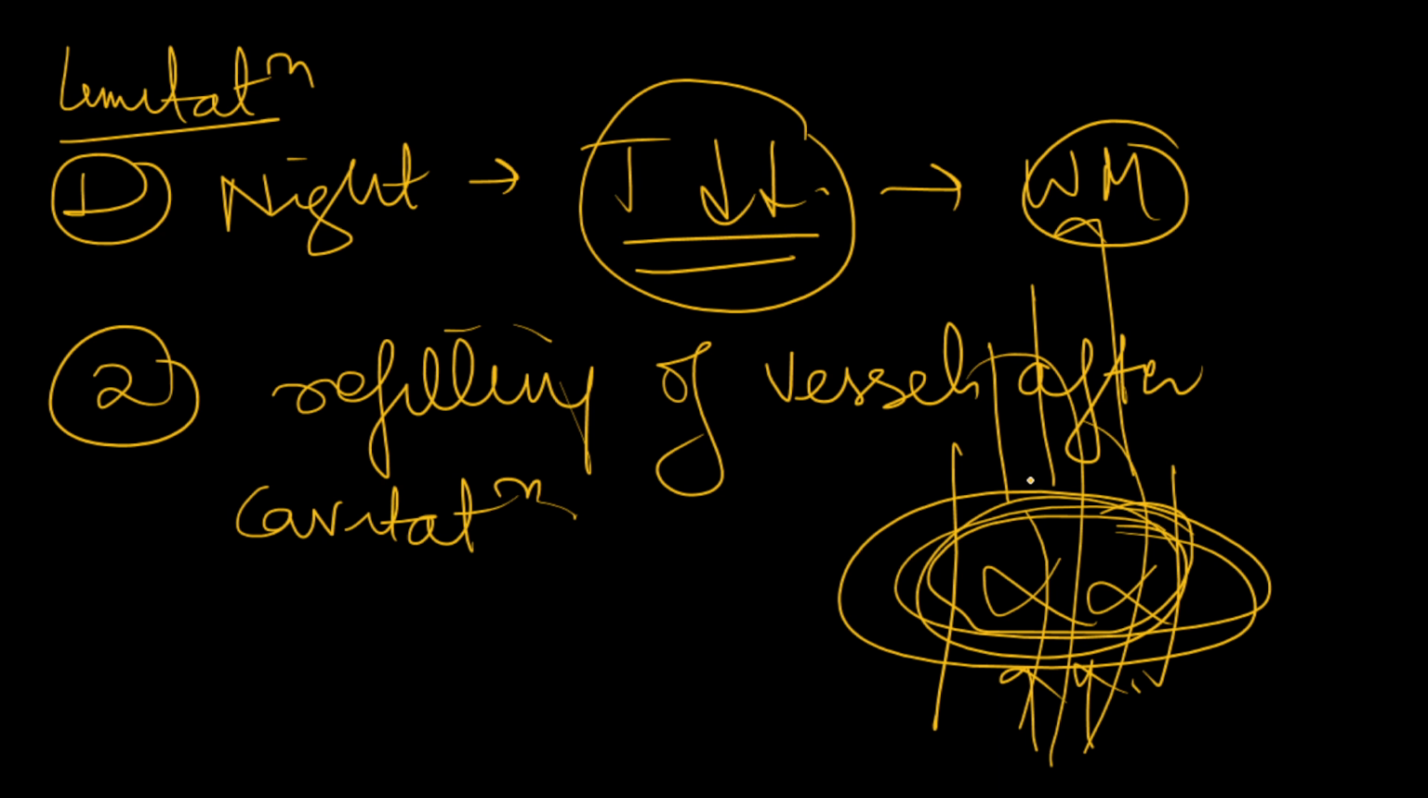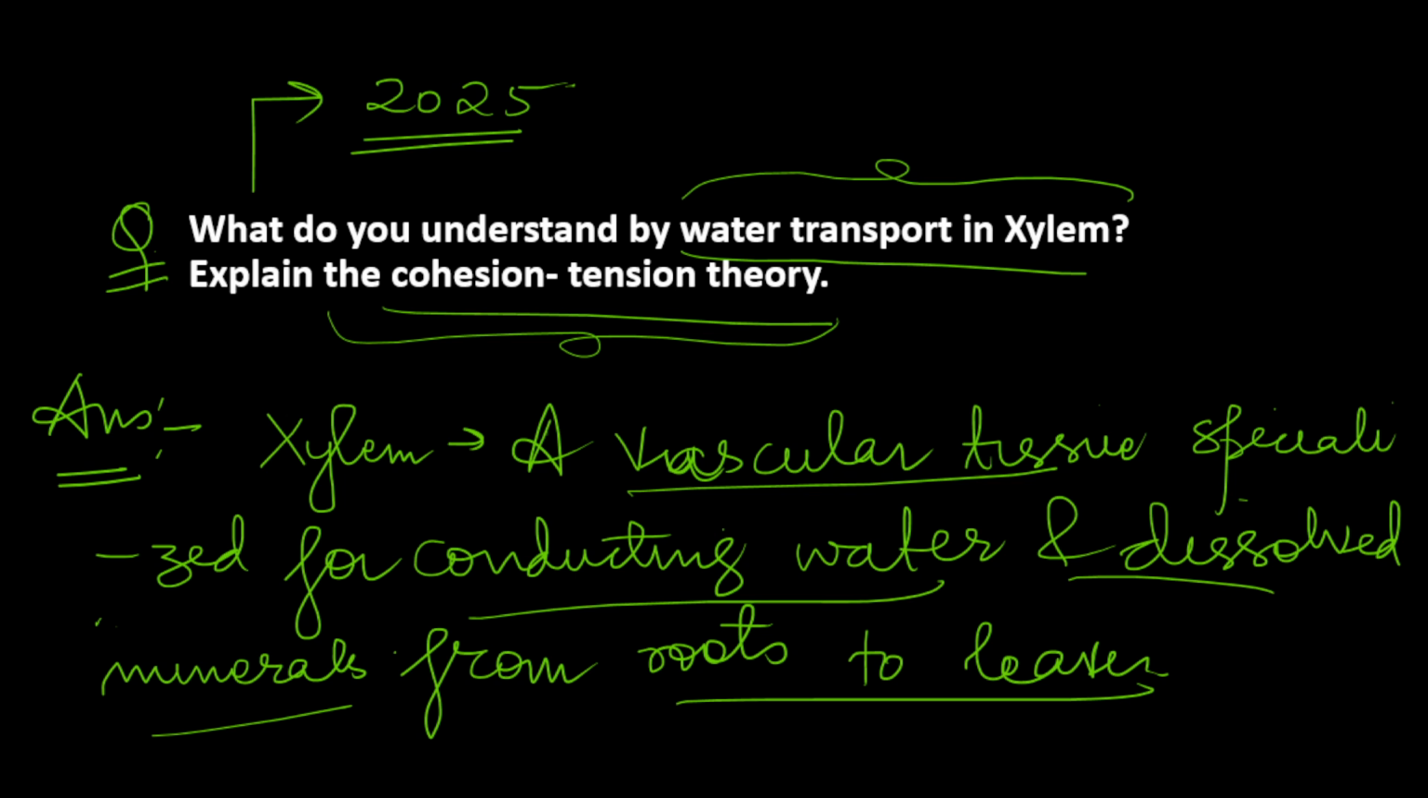So I think if I mention all these things about cohesion tension theory, this would be enough. And in conclusion, you can mention that cohesion tension theory effectively explains the passive ascent of sap through xylem, where transpirational pull and cohesive forces of water together generate sufficient tension to move water from roots to the top of tall trees. So all these things can be mentioned in the conclusion.